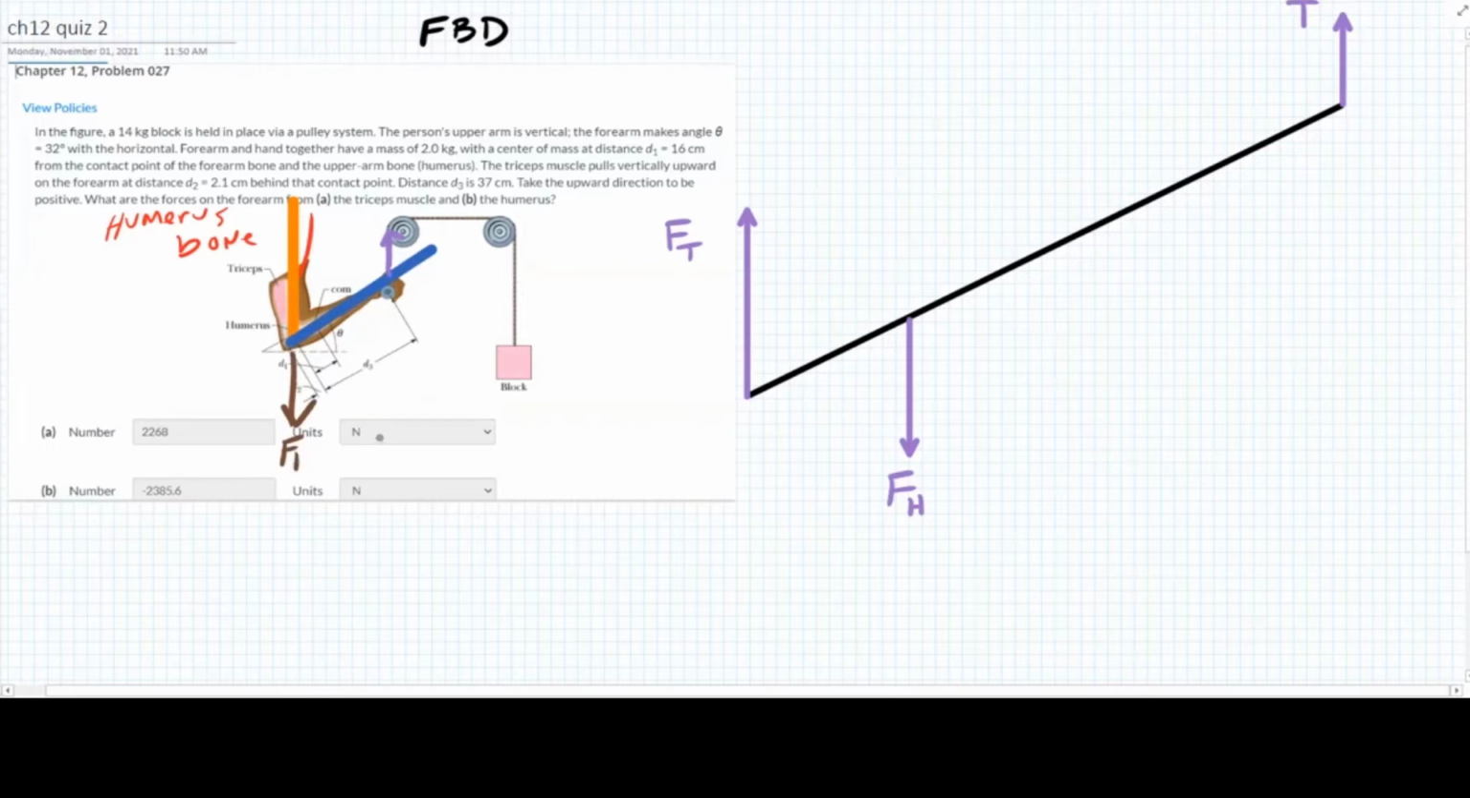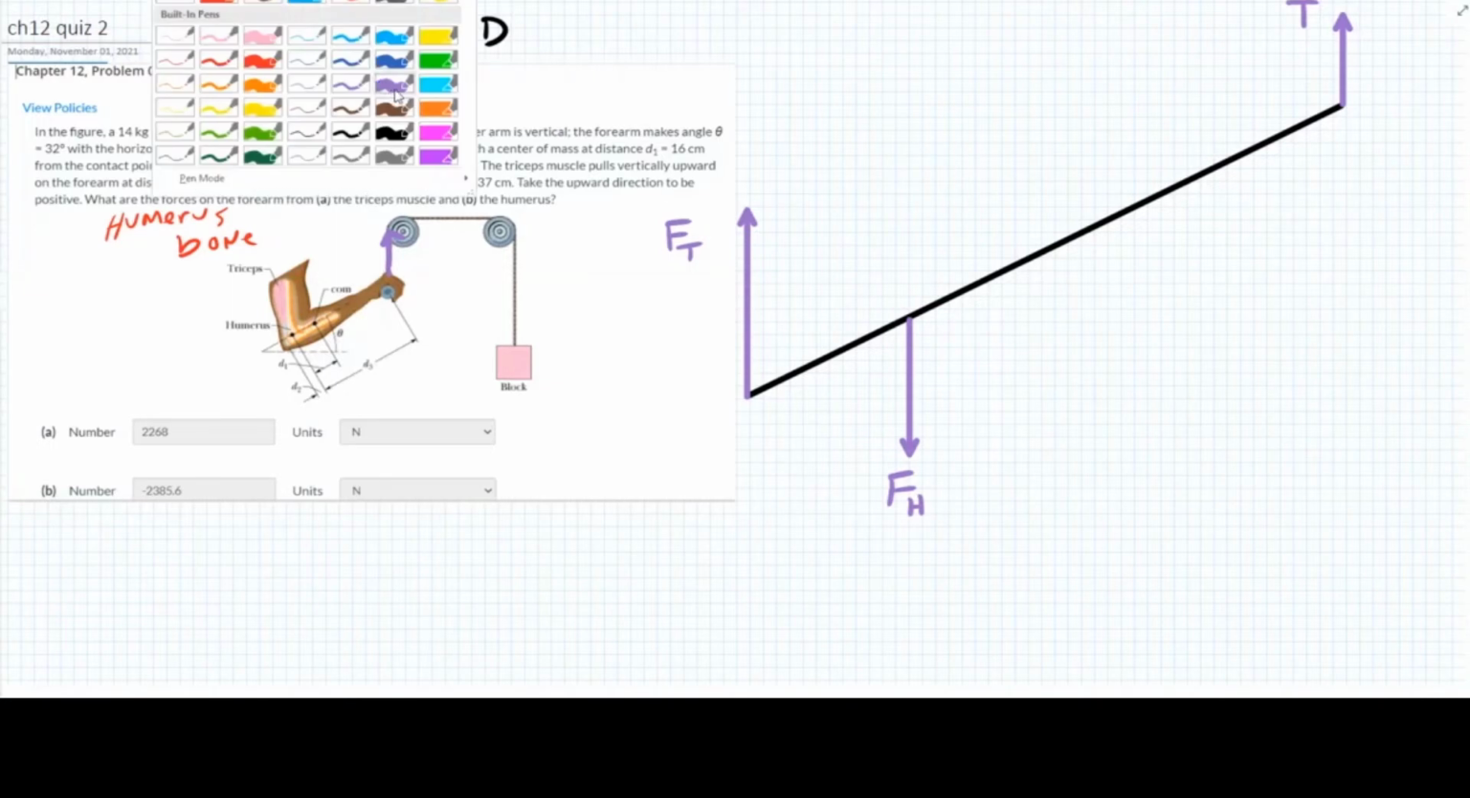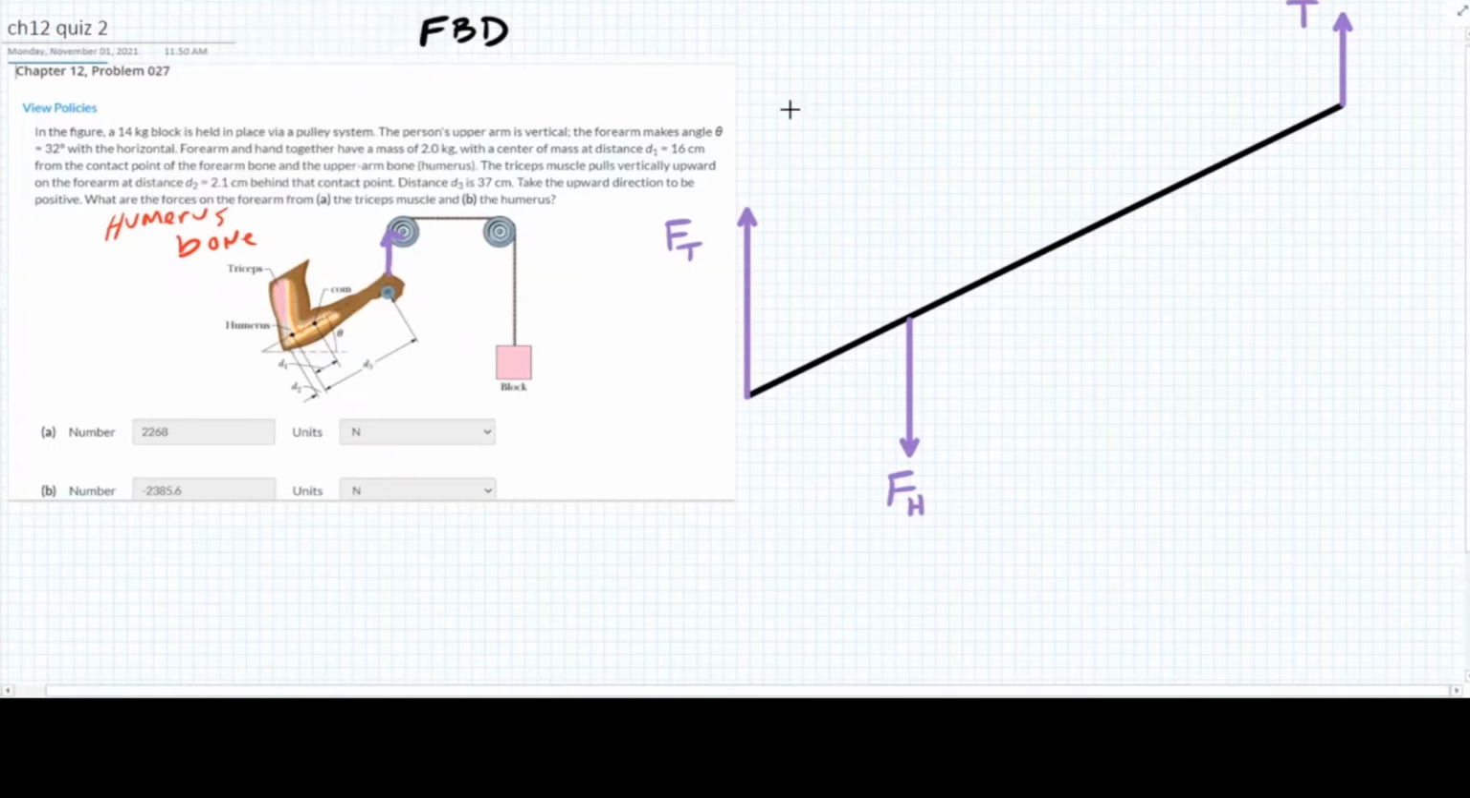So just making sure that that's making sense. I think that's making sense. But wait, there's more. There's the weight of the arm itself. We're not considering this arm to be weightless. The weight is acting on the center of mass. That's why we deal with center of mass. So the center of mass is over here somewhere. Okay, and this is mg, the weight. Those are all of my forces. I'm done with the free body diagram.